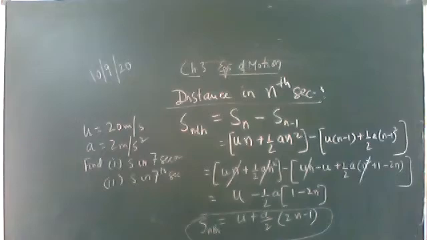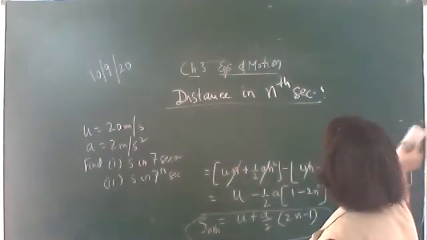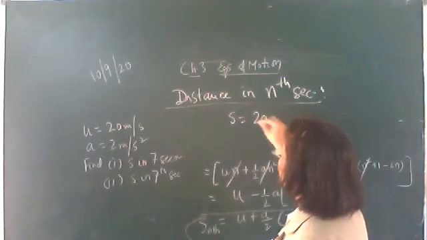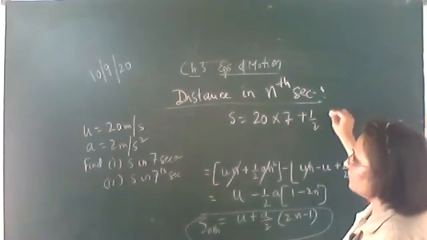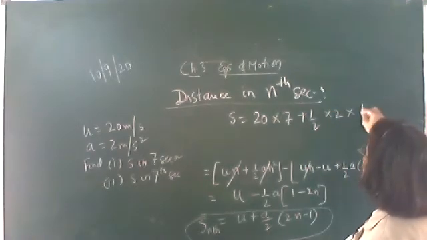Which one will be more? Distance traveled in 7 seconds will be more, or the distance traveled in the 7th second? Distance traveled in 7 seconds. Yes. Okay, which formula will you use for distance traveled in 7 seconds? S is equal to ut plus half at square. U here is 20. T here is 7 seconds plus half acceleration given here is 2 into 7 square. 7 into 7, 49.